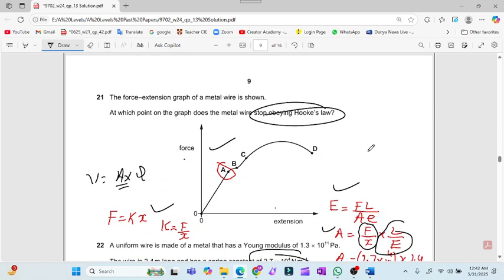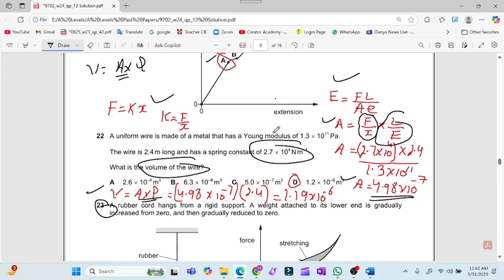Now Hooke's law, a straightforward question: the point till which the load and extension are proportional to each other. So option A is the valid option. Repeated question. Now in question 22, the volume is required. The formula for volume is area into length. Now we will calculate the area. The force is not given, but Young's modulus is given. So we will rearrange the Young's modulus formula, E equal to FL over Ax. Make A the subject, and substitute F over x, which is equal to Young's modulus. Calculate the value. The area is 4.98 into 10 to the power minus 7, and multiply it by the length. You will get your answer, which is D.